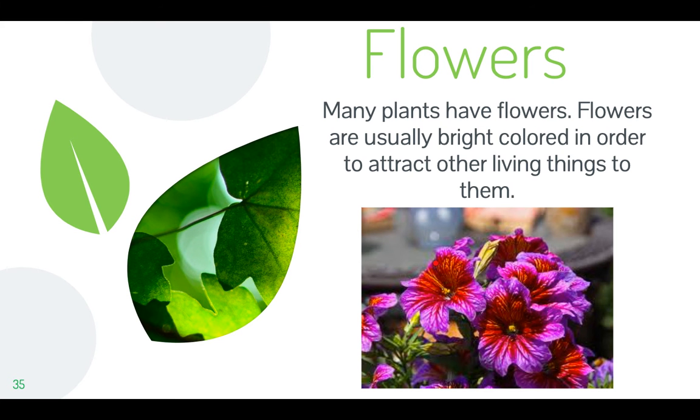All right, so flowers. Many plants have flowers. Flowers are usually bright colored in order to attract other living things to them. Can you think of a living thing that gets attracted to the flowers? It goes like this. Bzzz. Yes, that's right. A bee. Bees love to go and look at the flowers. They get certain things from these flowers, and other living things do too.